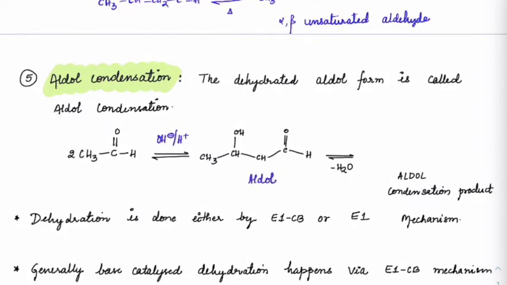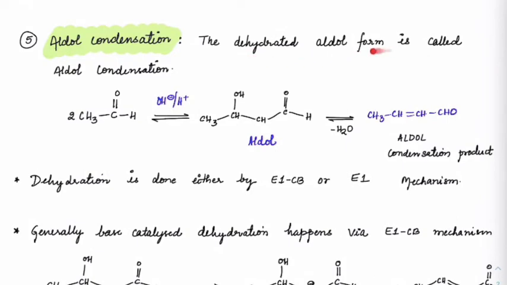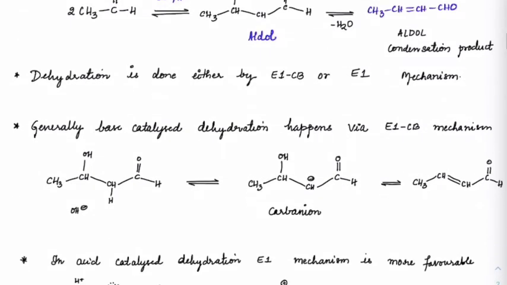That aldol after dehydration will give us an aldol condensation product, which is CH3 CH double bond CH CHO. So this is an aldol condensation product. Remember what has been asked in the question, whether aldol is being asked or the aldol condensation product. The dehydration step, the last step, the condensation step, is either done by E1CB mechanism or E1 mechanism.